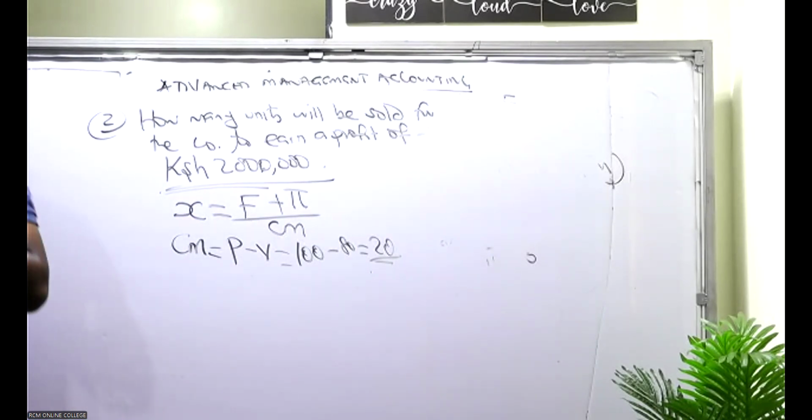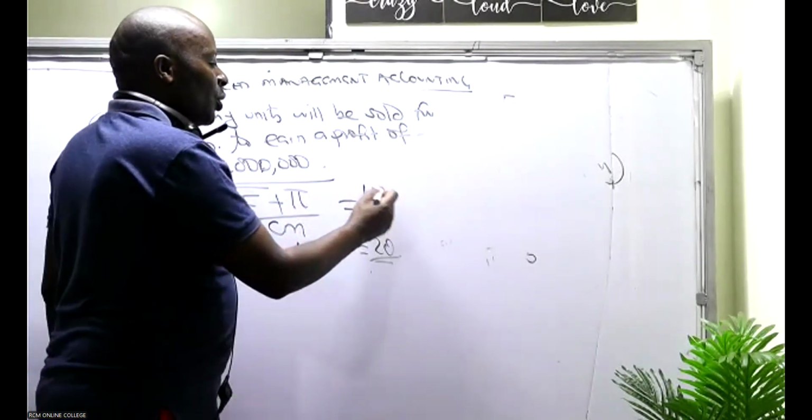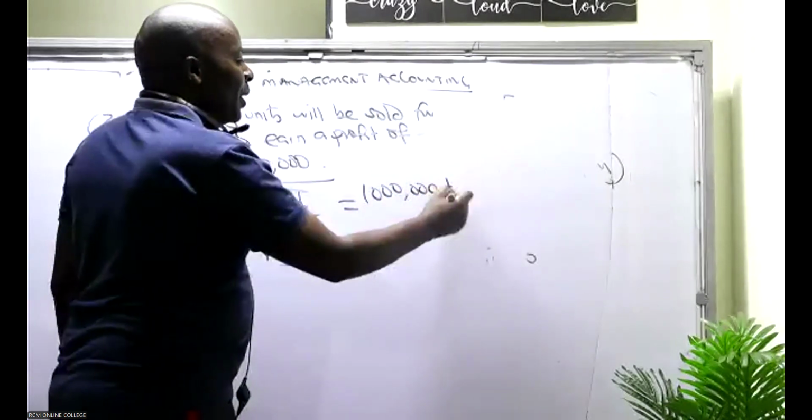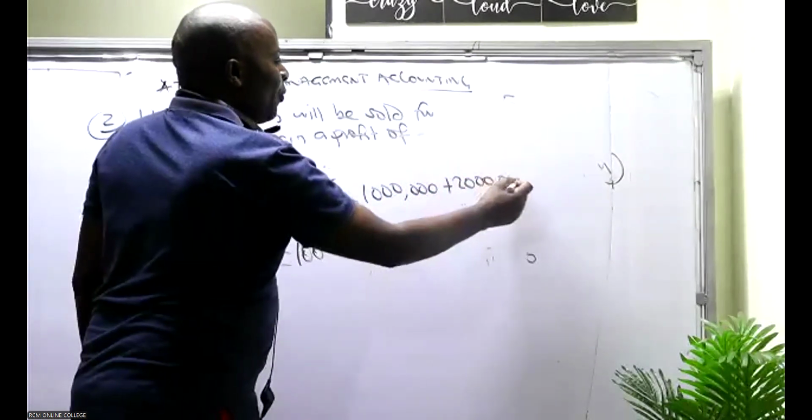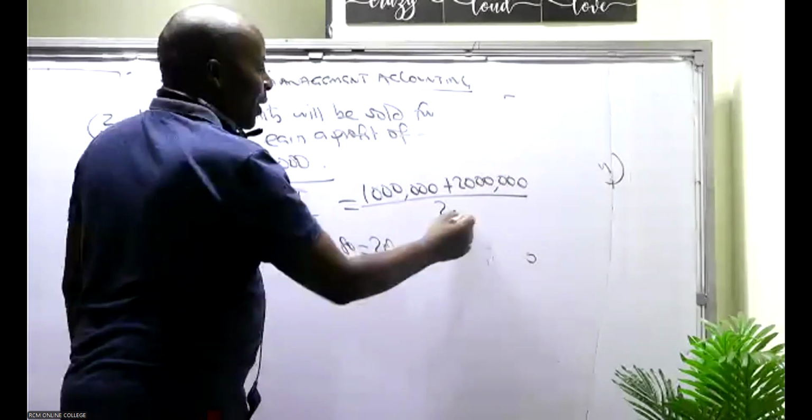Yeah, I'm being given a figure of what year? 150,000 units. Because you see the fixed cost is constant here. The fixed cost is $1 million. The profit being targeted is 2 million, divided by our contribution margin of 20.